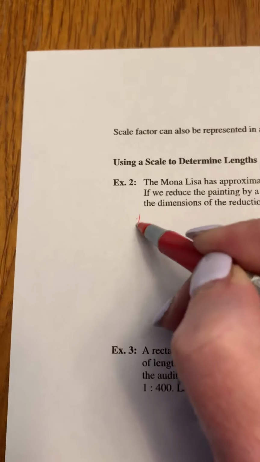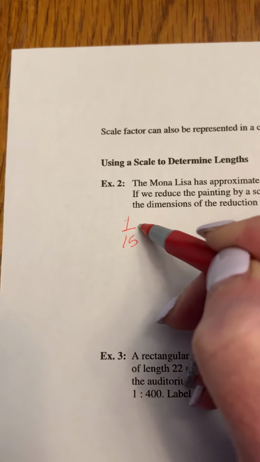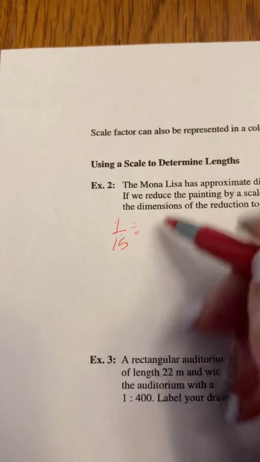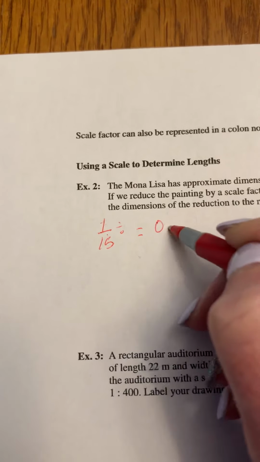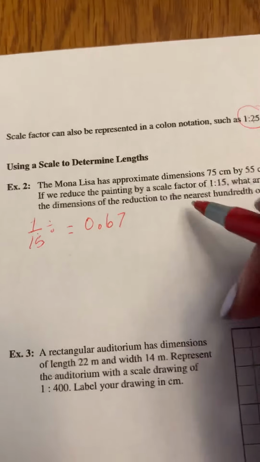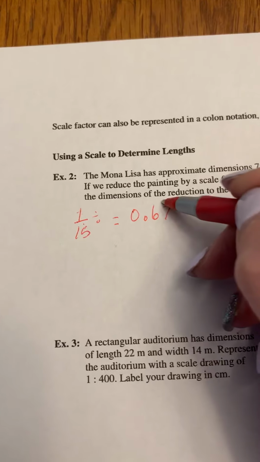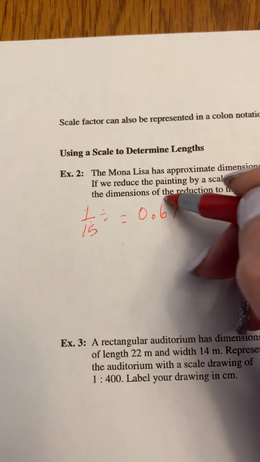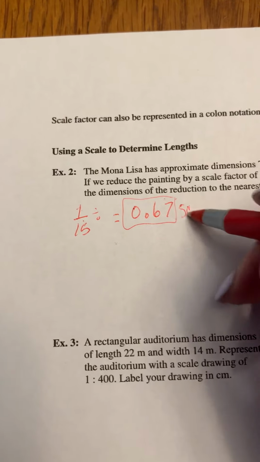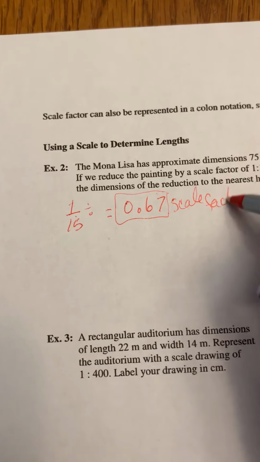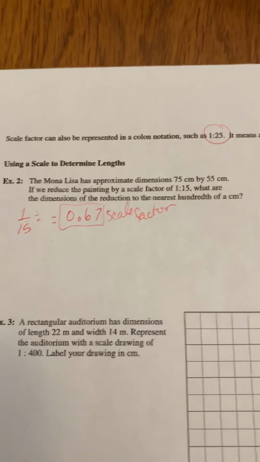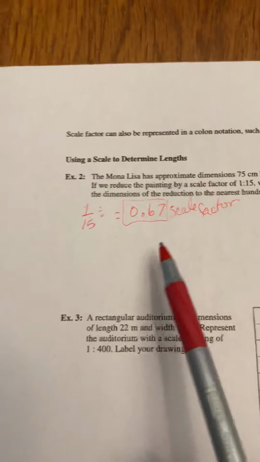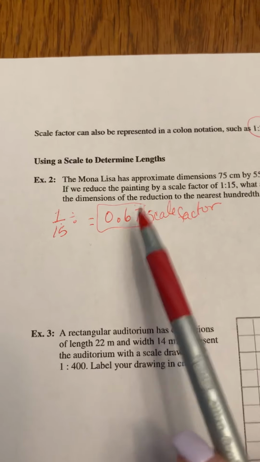So in my mind, I go like this. I don't want to work with fractions, so I'm going to do the 1 divided by 15, and I'm going to get that that's 0.06 repeating, but we're going to round to the nearest hundredth because that's what we're going to be working with. So that's our scale factor. No units, remember, okay? And we know that that is a reduction, that we've done that properly because that's less than 1.